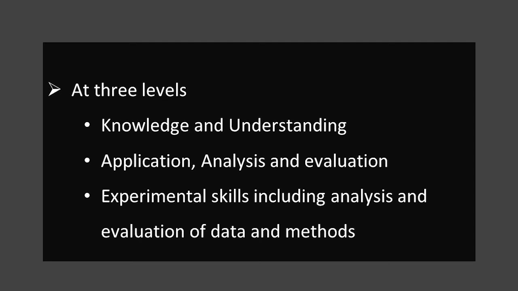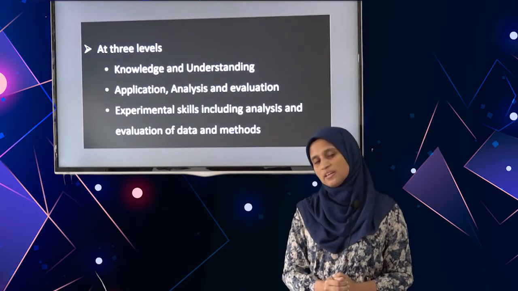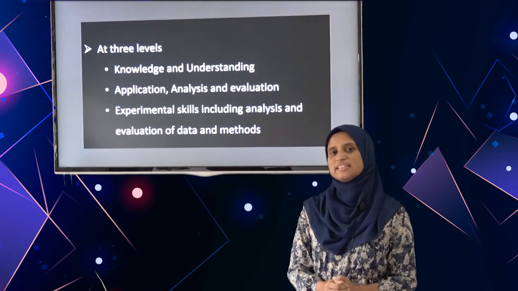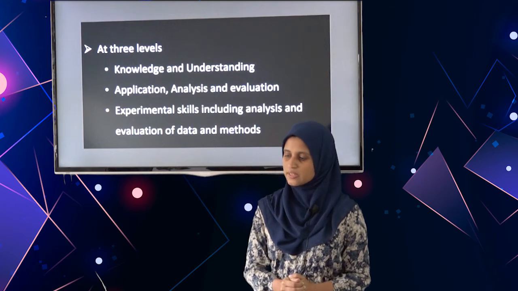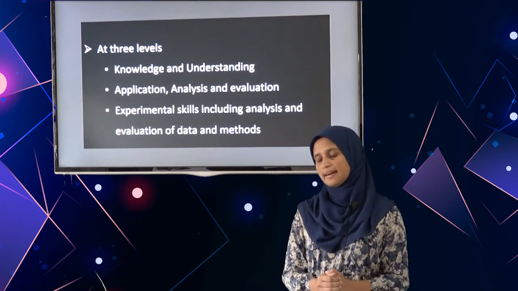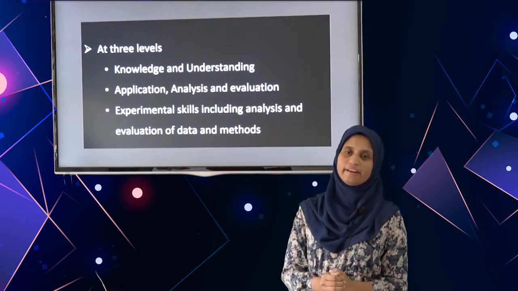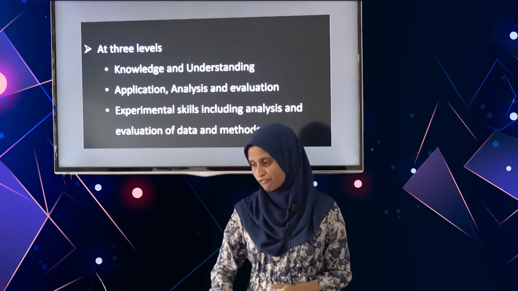And the last objective there is experimental skills, including analysis and evaluation of data and methods. This objective is normally tested only in the Unit 3 and Unit 6 papers. Application, analysis and evaluation, and also knowledge and understanding are there to some extent in the Unit 3 and Unit 6 papers. However, the majority of the knowledge tested and the application and the analysis and evaluation comes in the content-based papers, which are Unit 1, Unit 2, Unit 4, and 5.